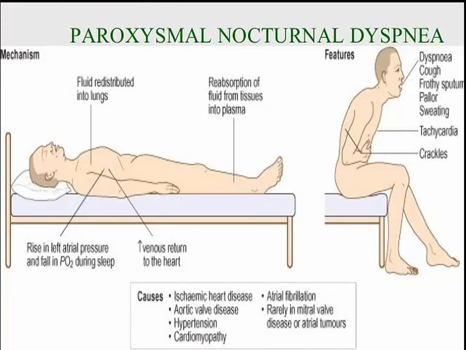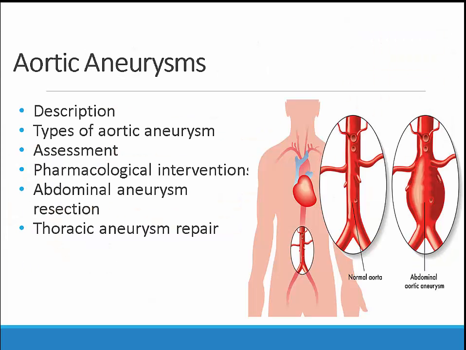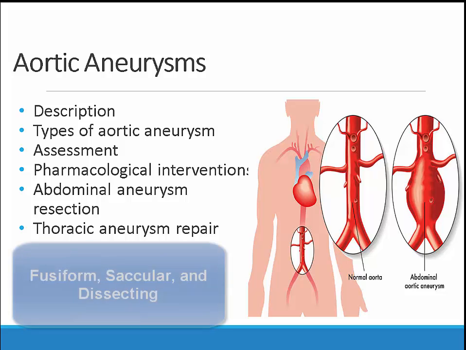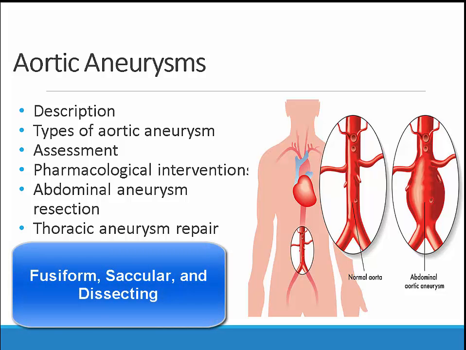Paroxysmal nocturnal dyspnea is caused by the reabsorption of fluid from dependent body areas when the patient is sleeping and is characterized by waking up suddenly with feelings of suffocation. Aortic aneurysms: this is an abnormal dilation of an arterial wall caused by localized weakness stretching the medial layer, or wall, of the artery. The types of aortic aneurysms are fusiform, saccular, and dissecting.